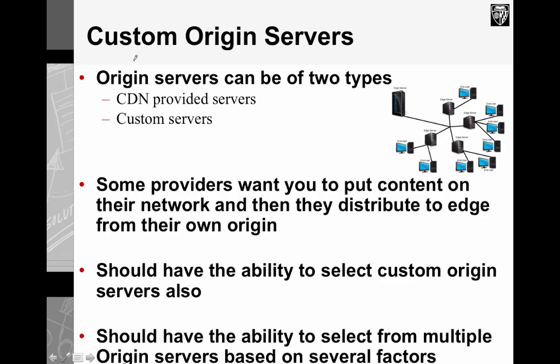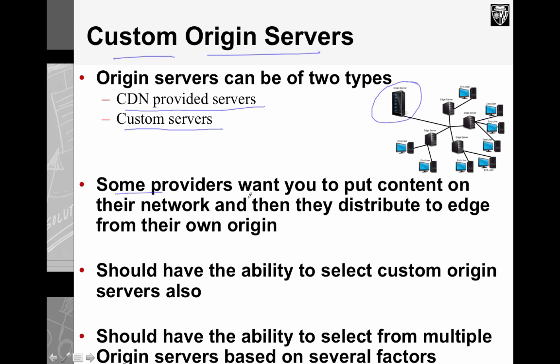Custom origin servers. An origin server is a server where the original content is placed. The CDN should be able to support CDN provided origin servers, which means the CDN provider themselves has origin servers and they take your content and put it in their origin server. They should also be able to have support for custom servers. In other words, I want my own origin server. I want to control the dynamic serving of the content, and so they should be able to connect to that.